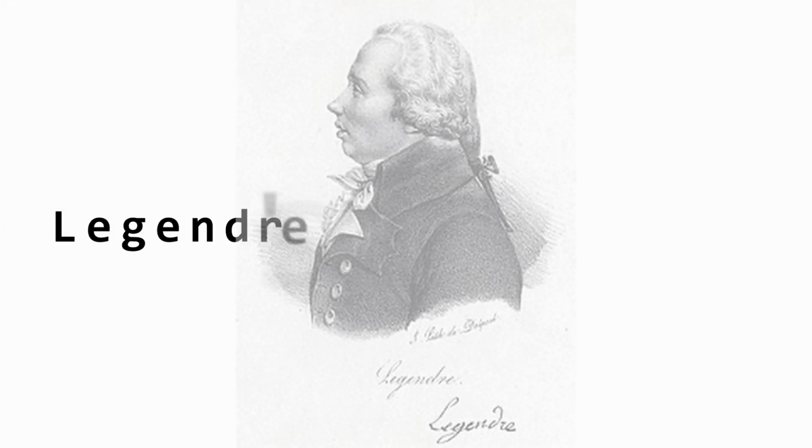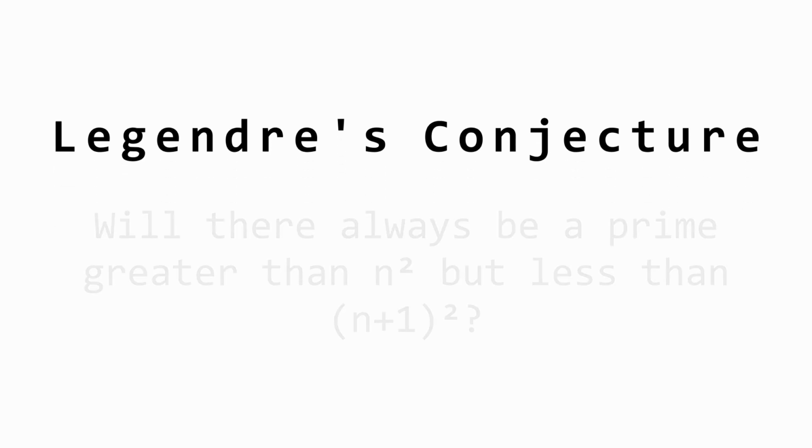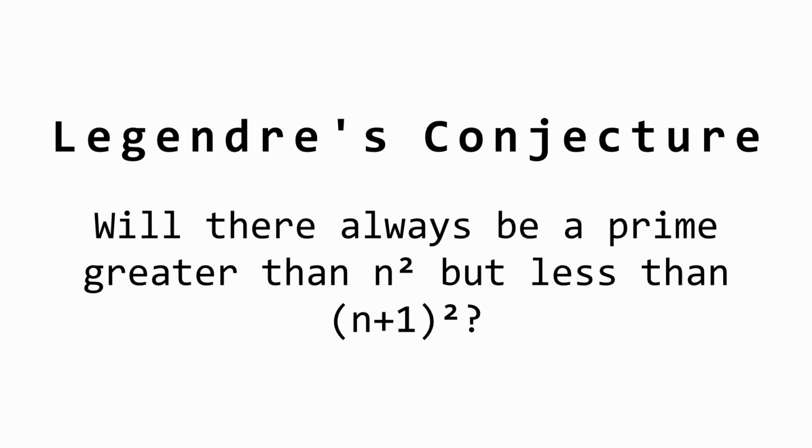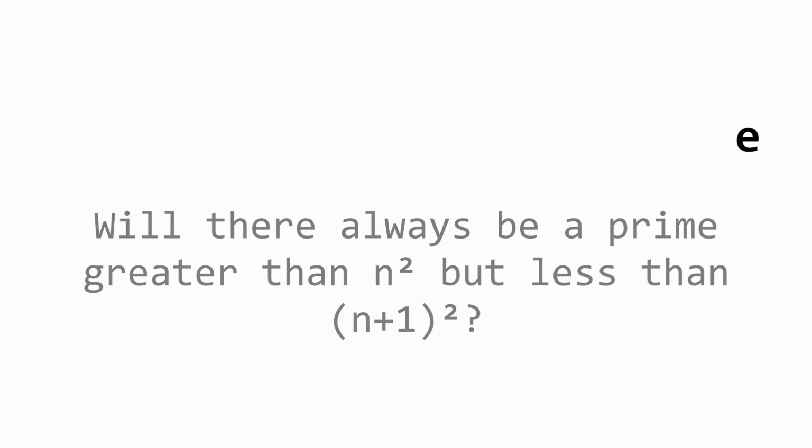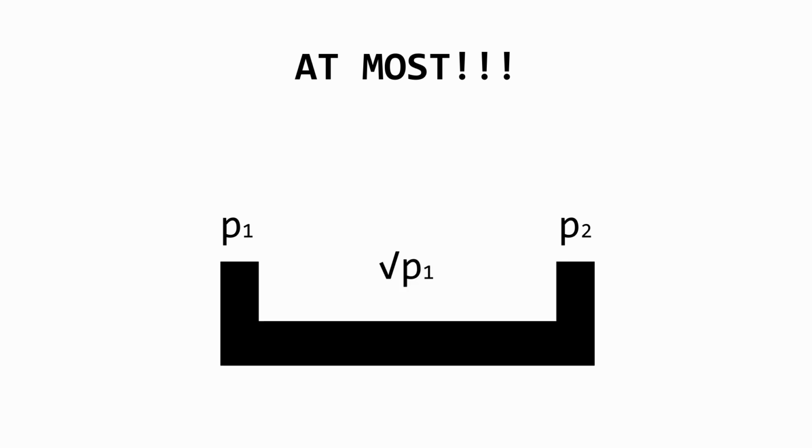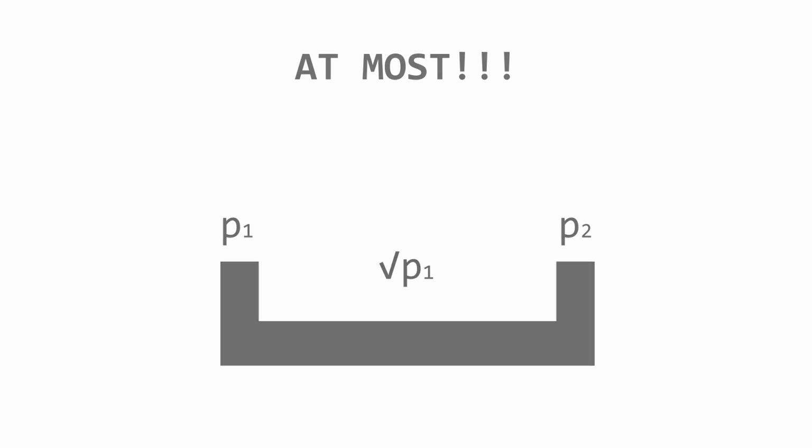Legendre's conjecture, which is among many attempts to estimate the gaps between prime numbers, states that for every positive integer n, there is a prime number between n squared and (n+1) squared. Since its proposal, it has neither been proved nor disproved. If it is true, then the gap between the current prime number p1 and the next prime number p2 would be at most the square root of p1. This same gap length is relevant to several other conjectures too.